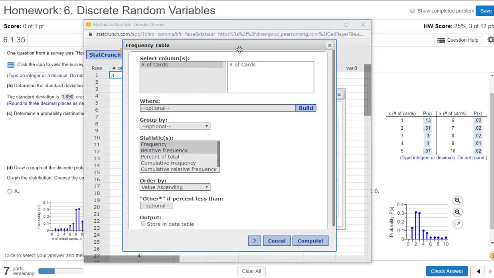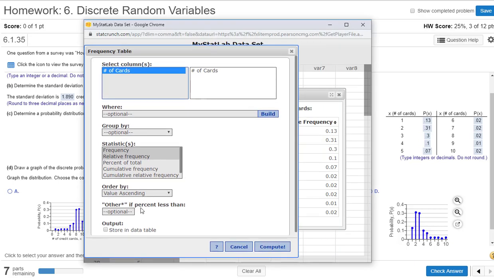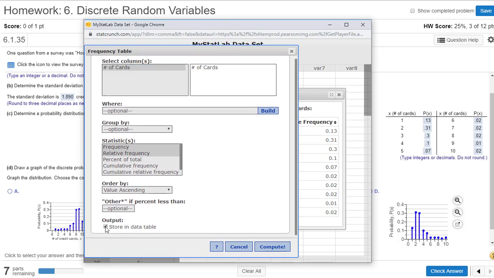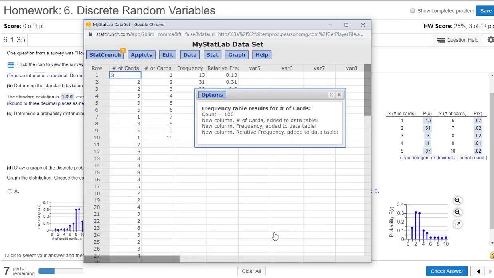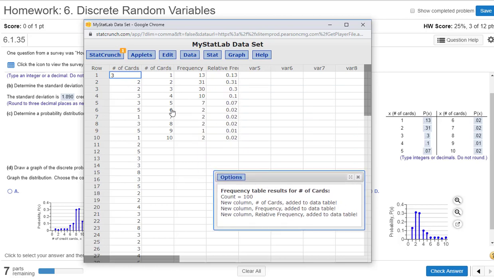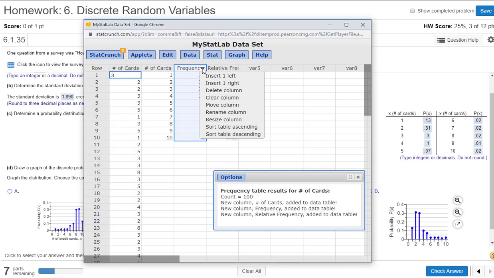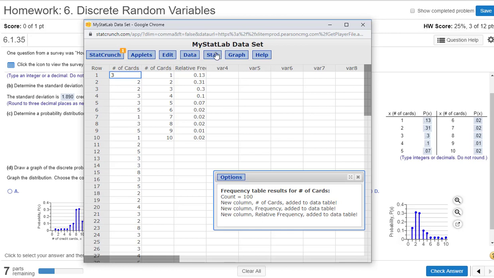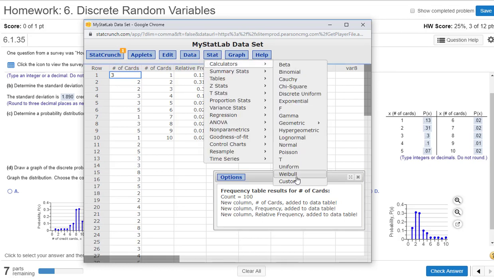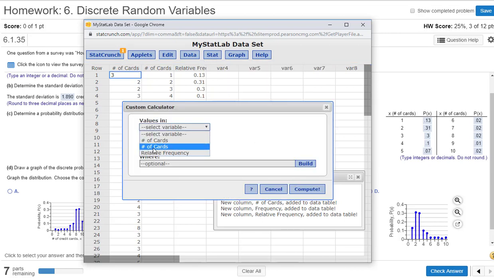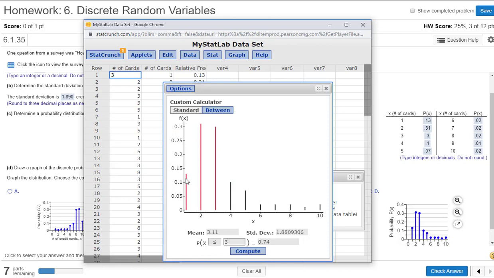So let me go back here to the frequency table that I just created, and I can put store in data table. All right, so here they are right here. And I can actually remove the frequency count. Don't need that for this particular one. And I'm going to go to Stat, Calculator, and Custom. So X is the second number of cards, and then weights are in relative frequency. And there we go. And that looks just like D.